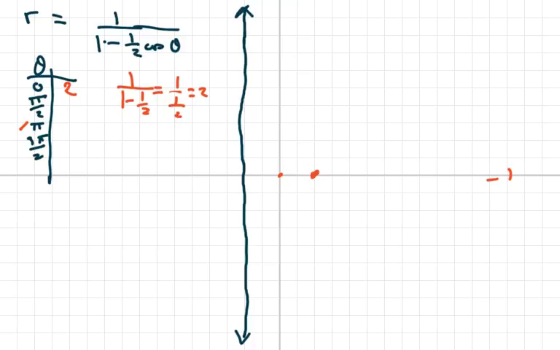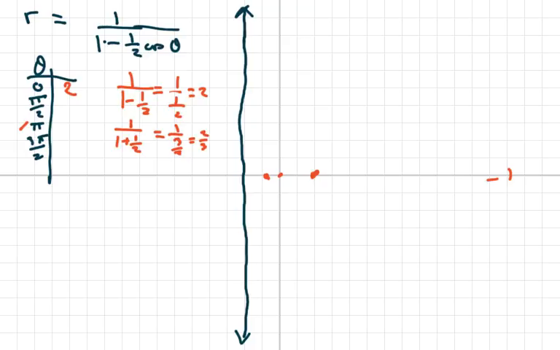If I do pi, it's going to be 1 over 1 plus 1/2, because cosine of pi is -1. So this will be 1 over 3/2, which is 2/3. So we have 2/3, pi. Pi is over on the left over here. So 2/3 going out is very close to 1. So we have that. Now let's get the vertical part.